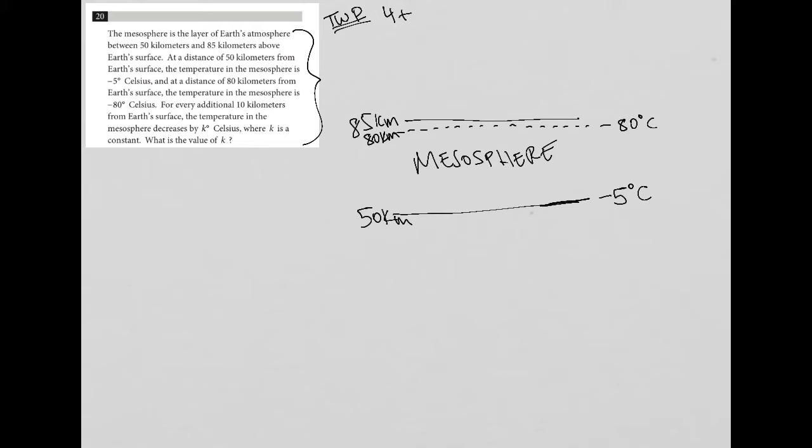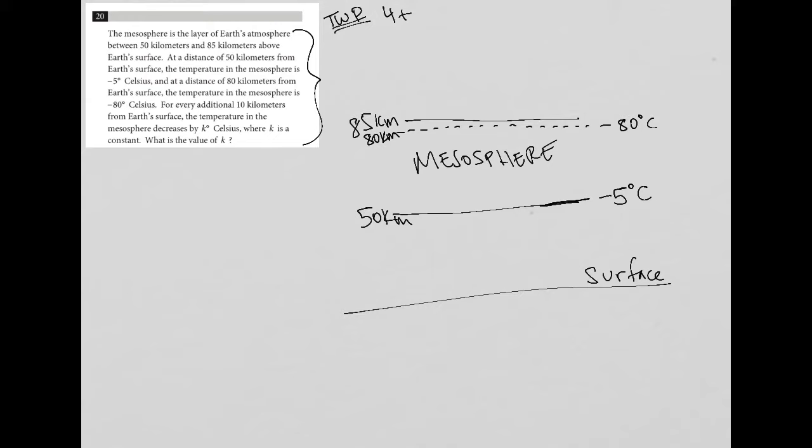So then the question goes on to say, for every additional 10 kilometers from Earth's surface, right? So Earth's surface is down here. Here's the surface. So for every additional 10 kilometers from Earth's surface, the temperature in the mesosphere decreases by K degrees Celsius, where K is a constant. What is the value of K?